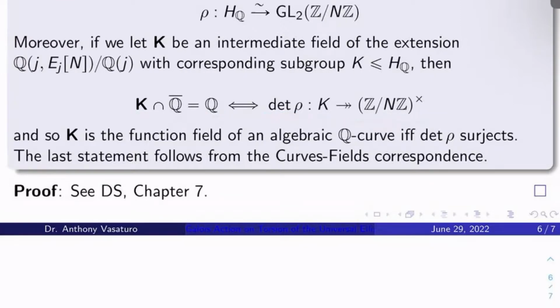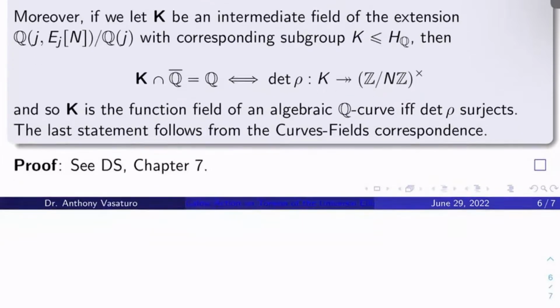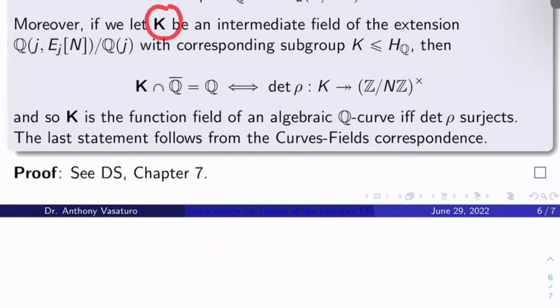Okay, so if you go back to the definition of function field I gave several videos ago, what this is saying is that bold K here, any intermediate field extension of Q adjoin j underneath Q adjoin j and the n torsion of E sub j, that's going to be a function field of an algebraic Q curve if and only if det rho is surjective on K. Okay, and this last statement, by the way, follows from the curve-fields correspondence, of course. And so I'm going to be concerned primarily with extensions of Q adjoin j living underneath this torsion extension here that satisfy this property here.